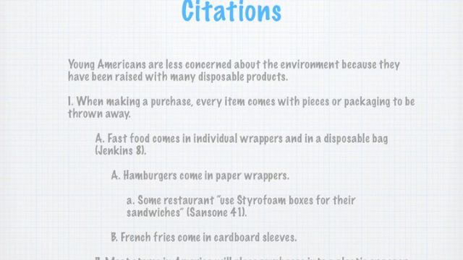Now here's a sentence outline with MLA citations. What's really nice about this is we can show what's a paraphrase and what's a direct quote. So under my major heading, I have my first major topic, fast food comes in individual wrappers and in disposable bags. And I have a citation there. Now, my notes have already told me that this is a paraphrase from this text. There are no quotations. That means I can expand on this as long as I include that sentence or that citation with my paraphrase. Now look down a little bit further, the little a under hamburgers come in paper wrappers.